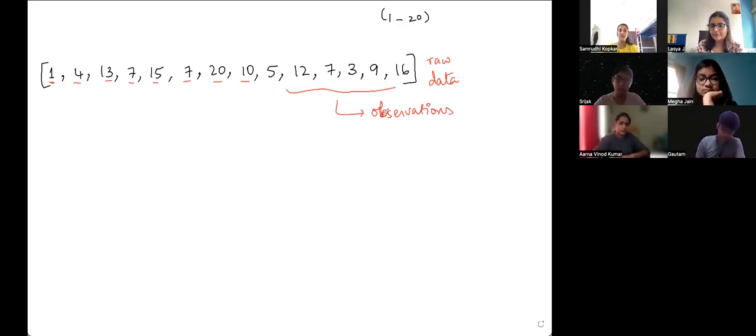Okay. So if I'm collecting height, each of those heights becomes an observation. If I'm collecting weight, each of those numbers becomes an observation. So the values in the data set are called observations. Now I can do anything. So we have raw data, right?